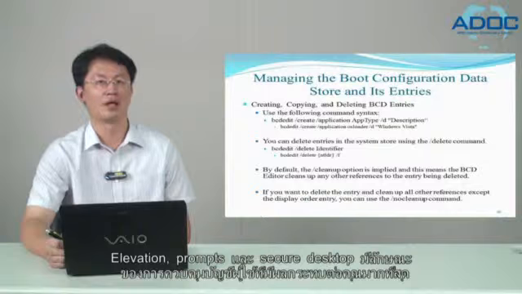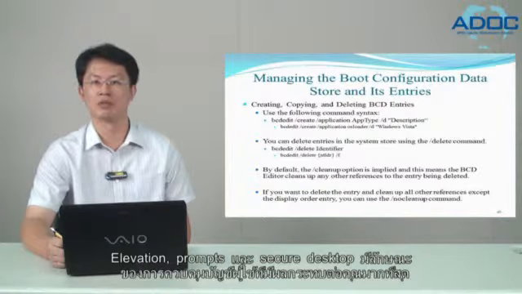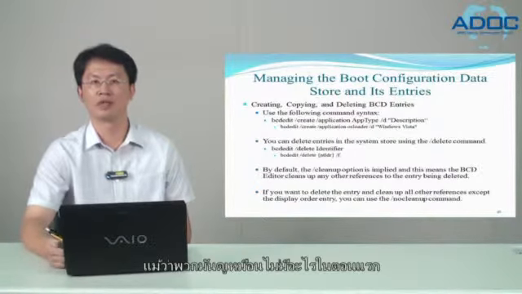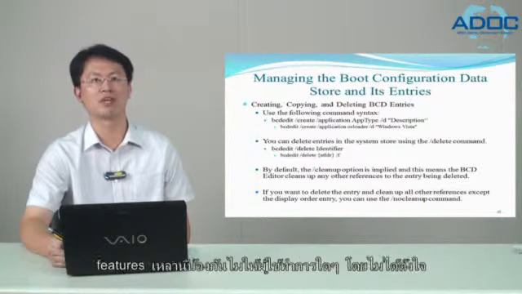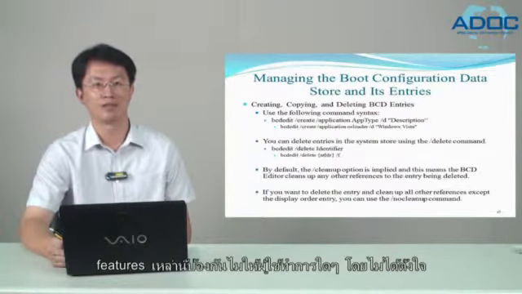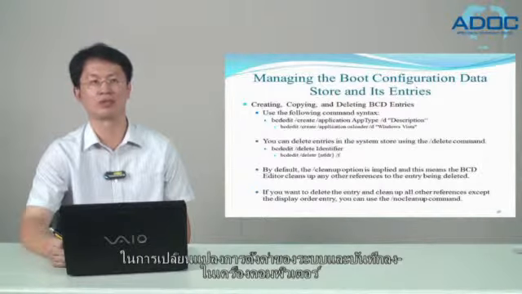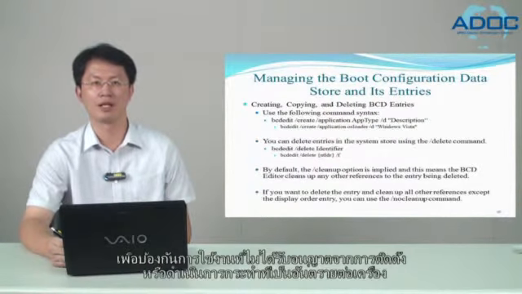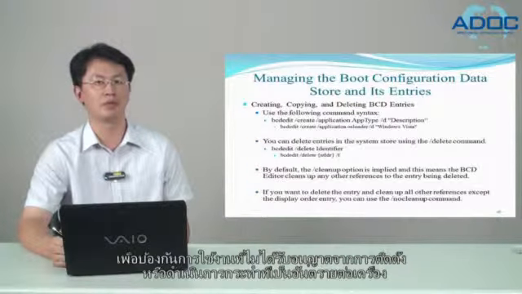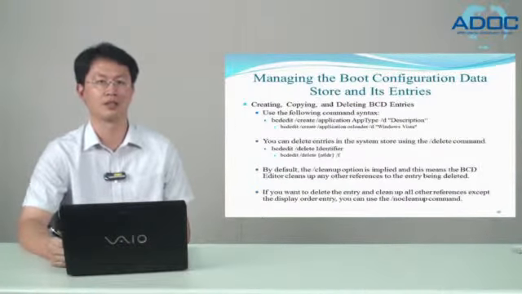Elevation, prompts, and the secure desktop are aspects of User Account Control that affect you the most. Although they seem too restrictive at first, these features prevent users from making inadvertent changes to system settings, and lock down the computer to prevent unauthorized applications from installing or performing malicious actions.